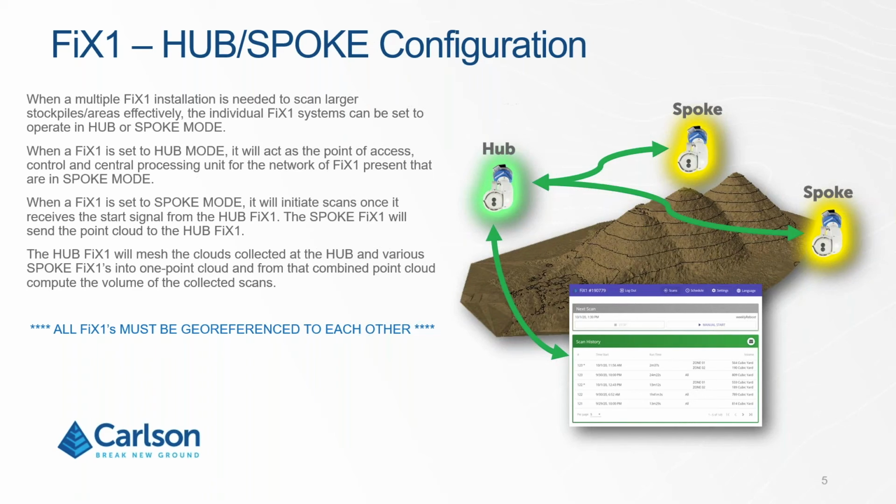When a FiX1 is set to spoke mode, it will initiate scans once it receives the start signal from the hub FiX1. The spoke FiX1 will then send the point cloud to the hub FiX1. The hub FiX1 will then mesh all the collected clouds from the various spoke FiX1's into one point cloud, and from that combined point cloud compute the volume of all the collected scans. The key to this process is all the FiX1's must be geo-referenced to each other. So that means they all have to know where they are in relation to each other, otherwise you're going to have a bunch of nonsense.